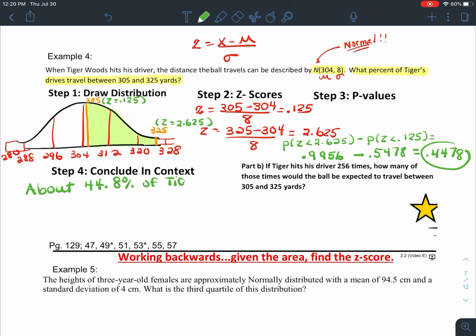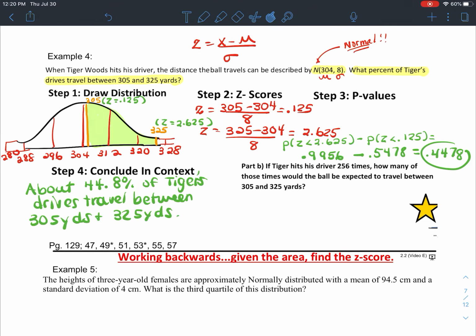We're going to conclude this in context and say about 45%, or about 44.8%, of Tiger's drives travel between 305 yards and 325 yards. When explaining the context, it's better to use yards than to say 44.8% of Tiger's drives travel between a z-score of, and then use these z-scores. It's better context to talk about it in yards.